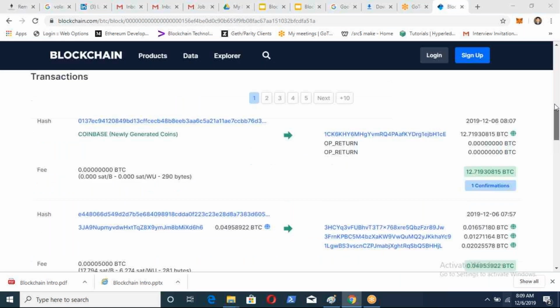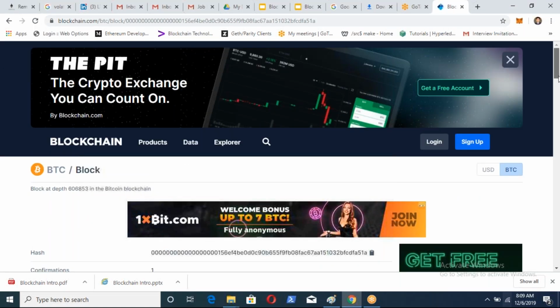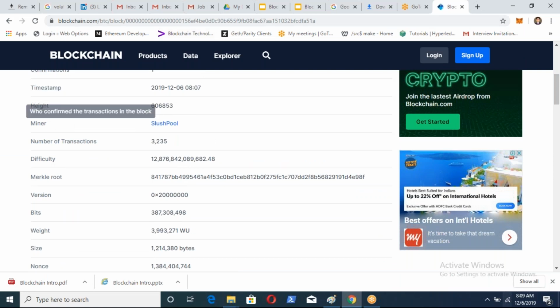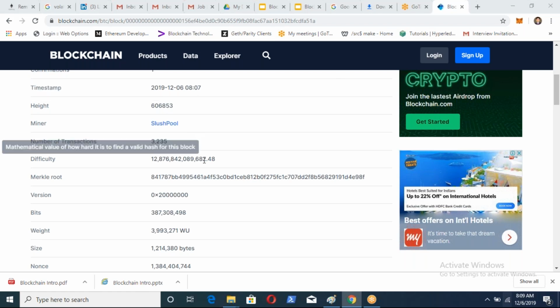Okay, see here. So these are the timestamps. Height means block height: how many blocks there are till now. Next is the miner, and then the number of transactions: how many transactions are there in a particular block. So this is the difficulty. I will explain later what exactly difficulty is, and this is the Merkle root. Merkle root also I will explain. And this is the version bits and weight. That is the size.